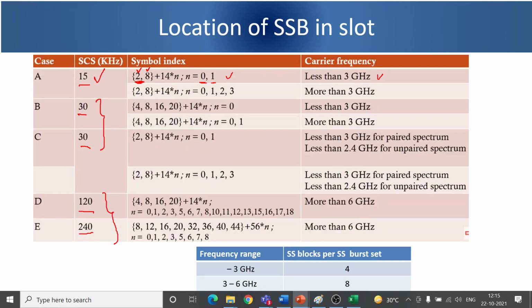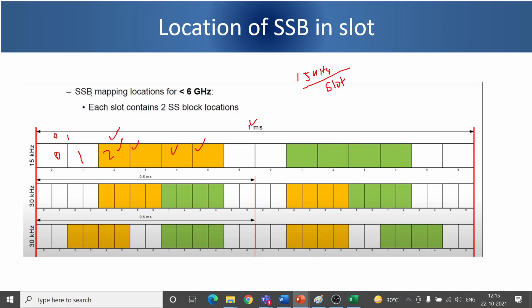So the SS block is starting at 2. The next is starting at symbol 8. Just see, 0, 1, 2, 3, 4, 5, 6, 7, 8. This is the 8th one. Again 4 symbols. So this is your second SS block, and it will repeat after some interval. So your SS blocks in time domain, in case it is 15 kilohertz, are repeated.